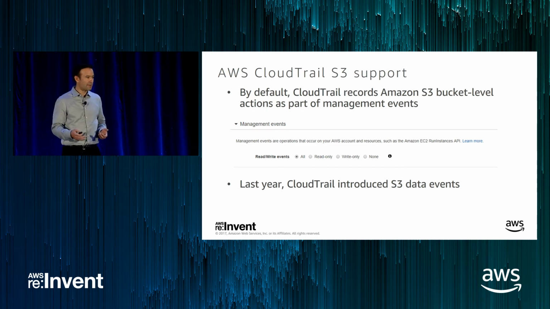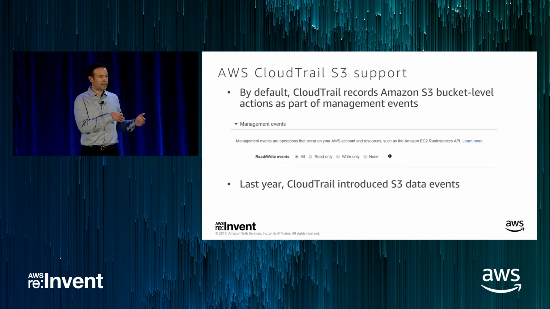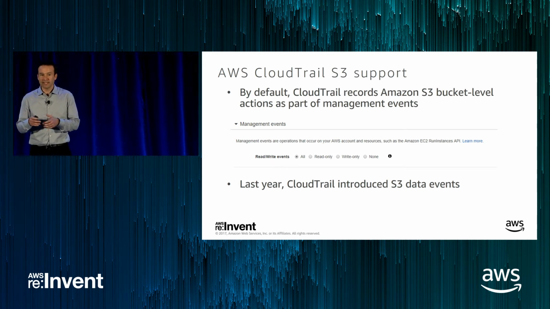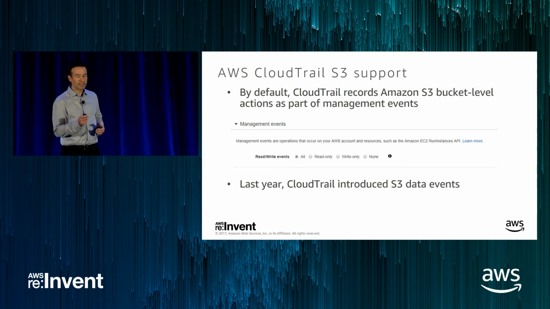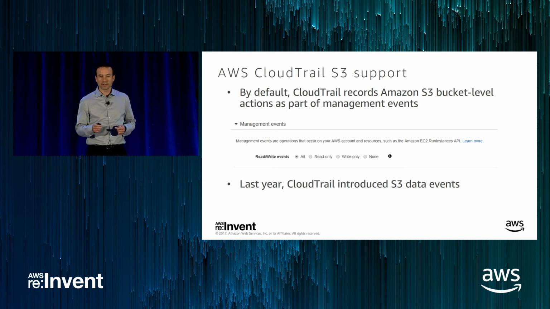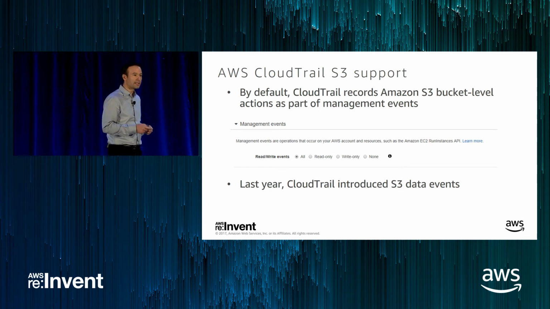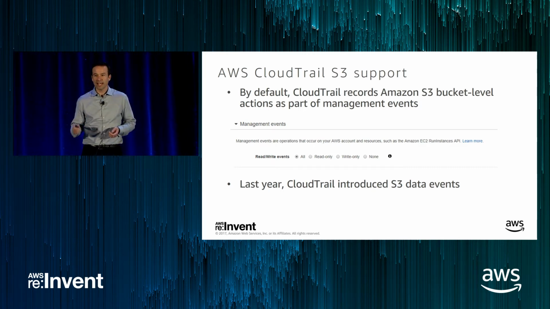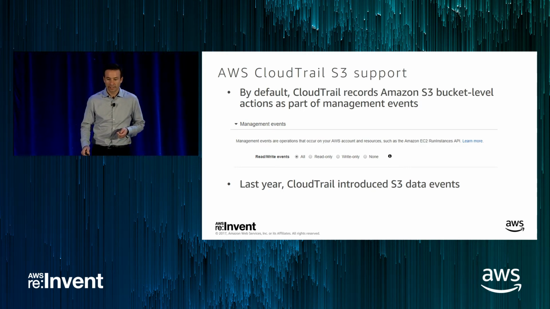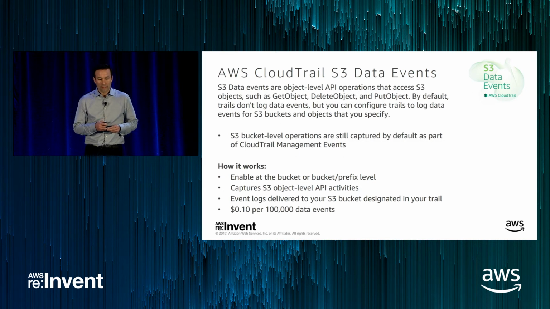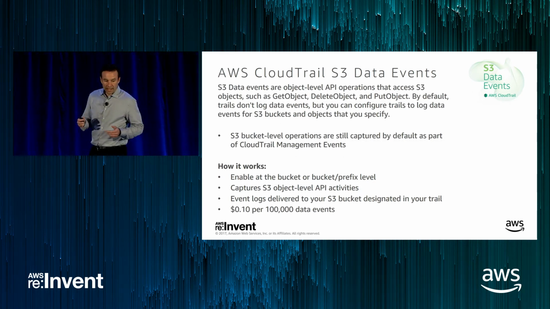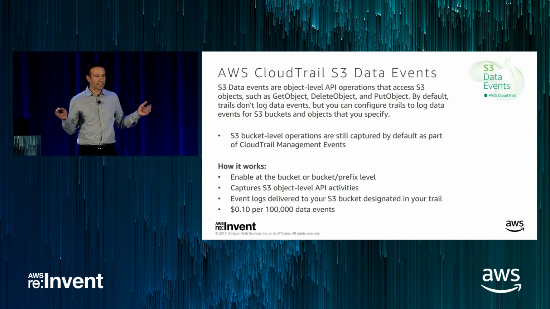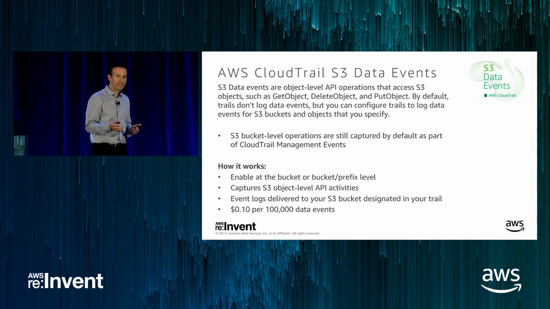We'll be talking about S3 data events. Those are actions, they're S3 object level API. So those are high volume activities that occur within the individual objects themselves, and those are things like put object calls, delete object calls, put object ACL, which is basically changing the ACL on an object itself. S3 bucket level operations, the management events, are still captured by default as part of a trail. That's kind of a default setting that you get.